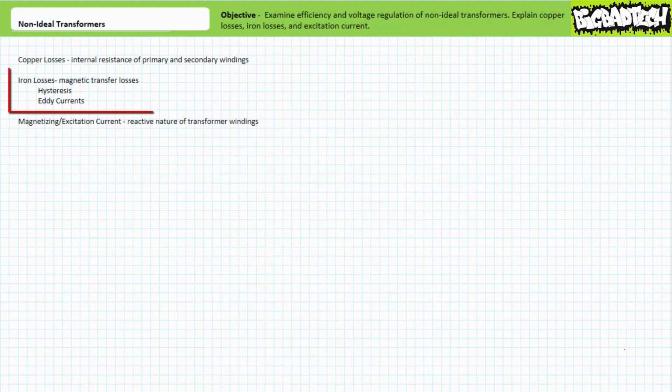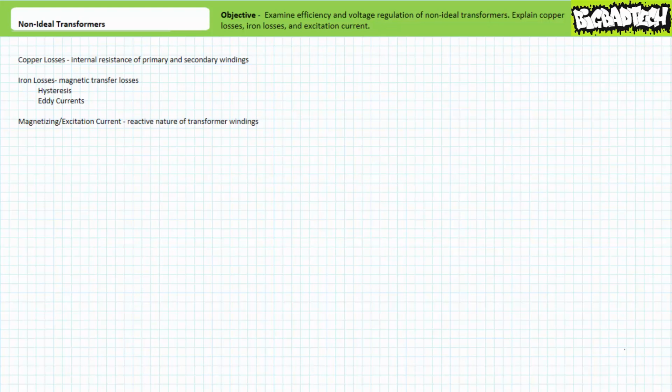Moving on, the two types of iron losses are those losses associated with different aspects of the magnetic transfer of power through the iron core of the transformer, hence the name iron losses. Recall that transformers operate under the principle of electromagnetic induction, where AC current flowing in the primary winding creates a changing magnetic field. This changing magnetic field is then confined to a magnetically permeable iron core, magnetically linking the primary and secondary winding, and a voltage potential is induced across the secondary winding proportional to the rate of change of the magnetic field and the number of turns in the wire loop.